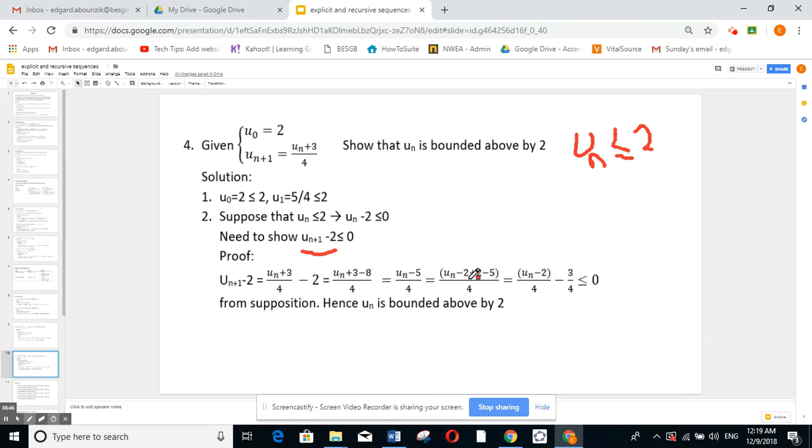So I take now the first 2 alone. And 2 minus 5 alone, which is minus 3 over 4. Here, this is negative. Here, this is negative. Sum of two negatives, certainly, it's less or equal to 0. So from the supposition, it's less or equal to 0. So I have proved that un is less or equal to 2. So un is bounded above by 2.